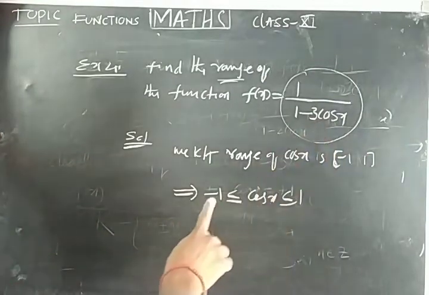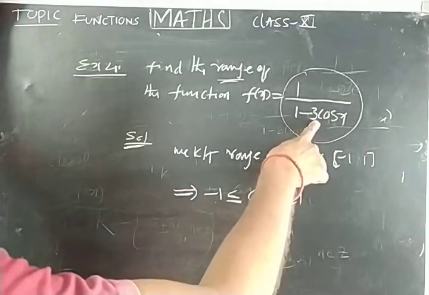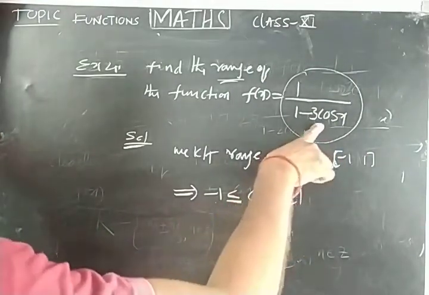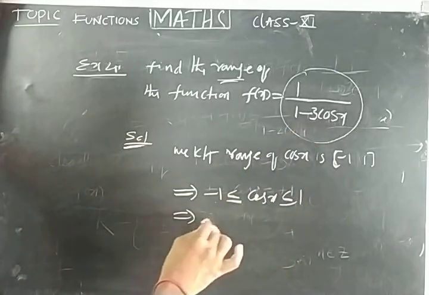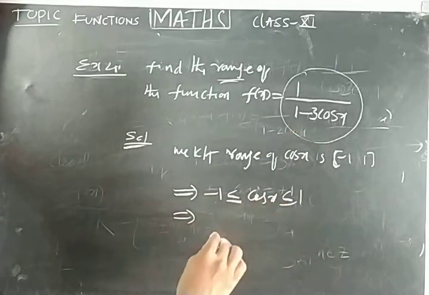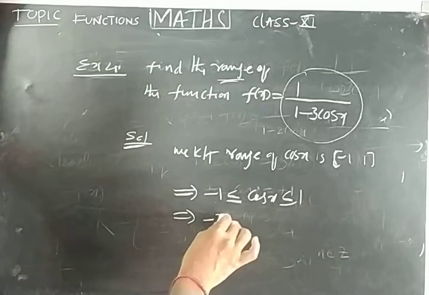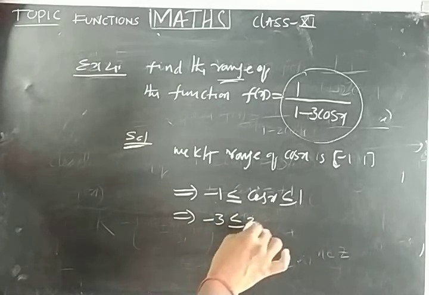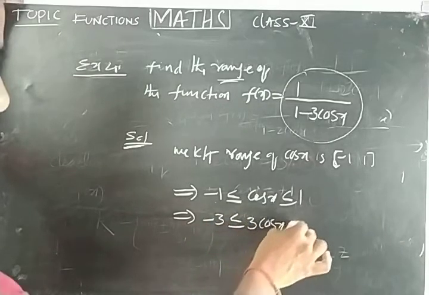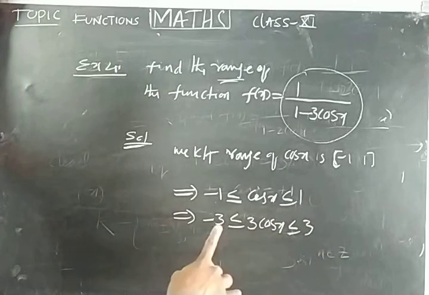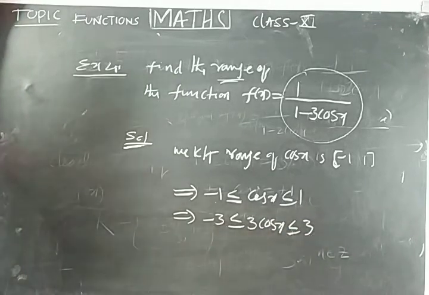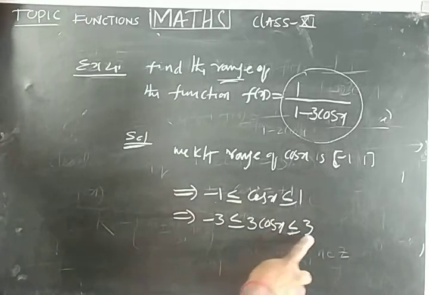See here, cos x lies between minus 1 to plus 1. Now I am multiplying cos x by 3. Then you will get this 3 cos x. I am multiplying by 3 on both sides of this inequality. Minus 3 less than or equal to 3 cos x less than or equal to 3. So 3 cos x lies between minus 3 and plus 3.